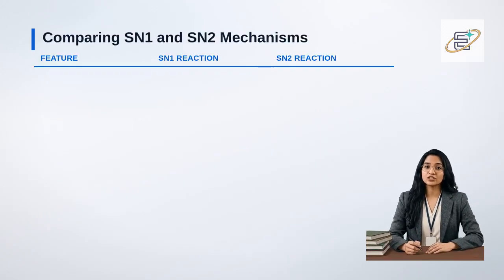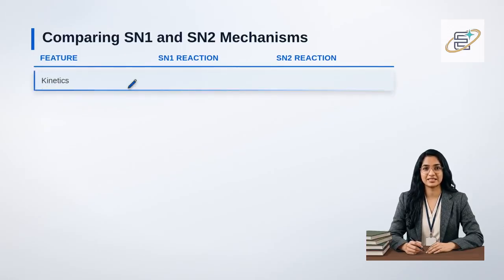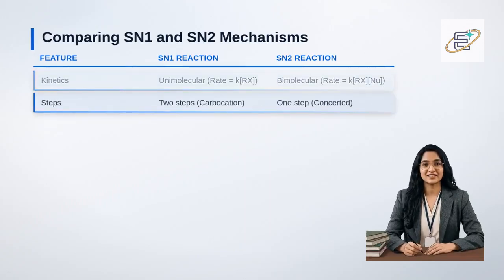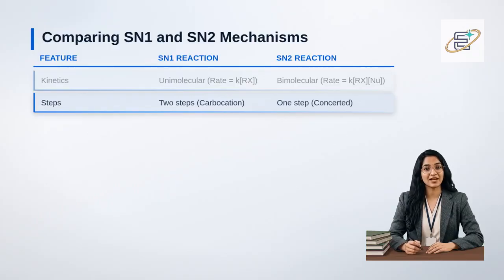Let's break down the core differences between our two nucleophilic substitution reactions. First, let's look at kinetics. SN1 is unimolecular, meaning the reaction rate depends only on the concentration of the substrate. SN2 is bimolecular, so its rate depends on both the substrate and the nucleophile. Next, consider the reaction steps. SN1 happens in two distinct steps, forming a carbocation intermediate in the middle. SN2, on the other hand, is a concerted one-step process where bonds break and form simultaneously.